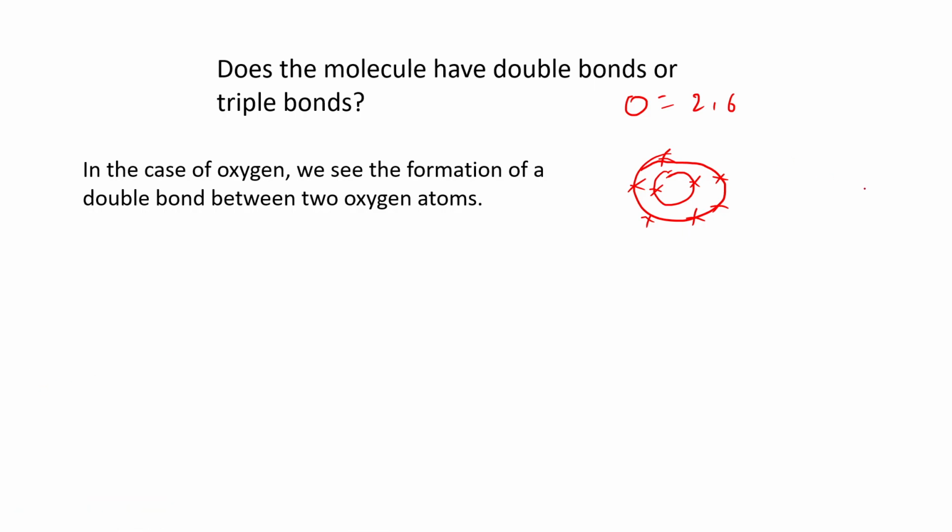Okay, so this is the inner shell of oxygen. This is the next shell of oxygen. So there are 1, 2, 3, 4, 5, and 6, right? So here, if you see, they are going to have 6 electrons in the outermost shell. So what will they do? They will share 2 electrons from each side, and in that way they will complete their octet.